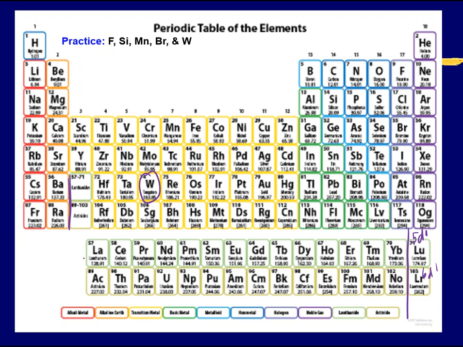But yes, if you want to work off of tungsten, you have to go into the f block and then come out here and be in the 5d to get to tungsten. So go ahead and take 3 or 4 minutes. I want you to write out the configurations using the periodic table for those 5 elements.